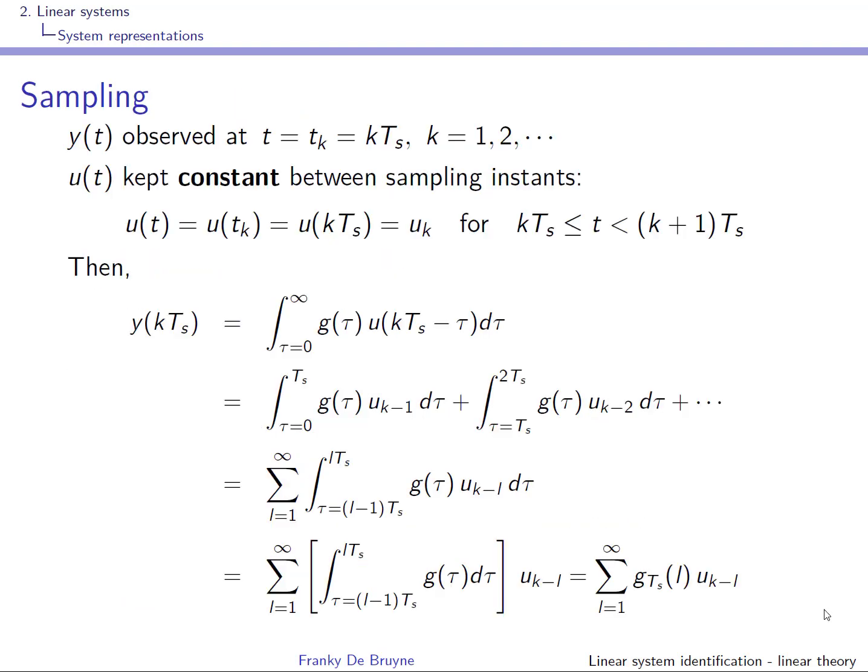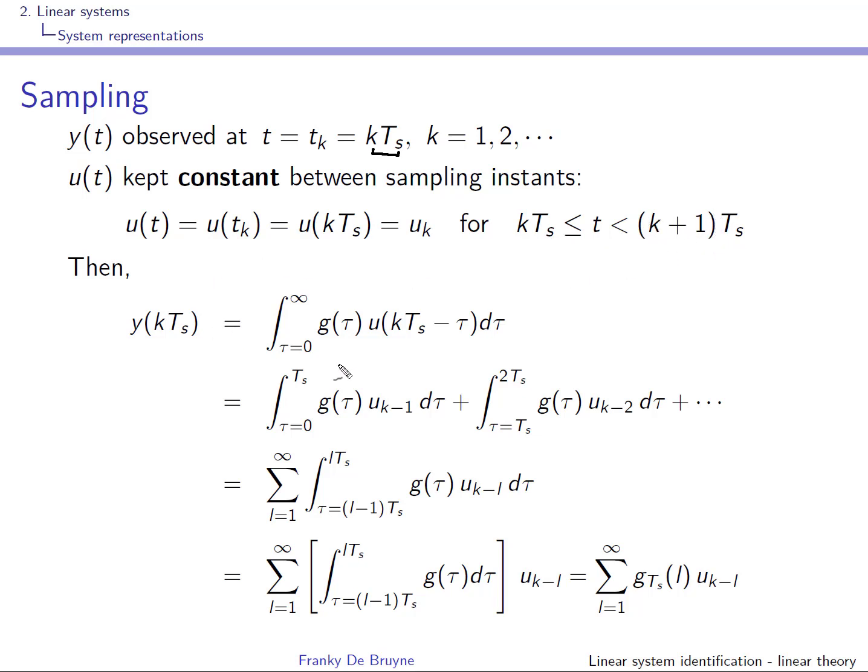So in this course we'll work with sampled systems, so we need a system representation in discrete time, and this is why we sample the output. So we replace t by kTs, where k is an integer, and we assume that u of t is kept constant between sampling instants. Well, this is the zero order hold method that is applied. So the signal is constant in between kTs and (k+1)Ts.